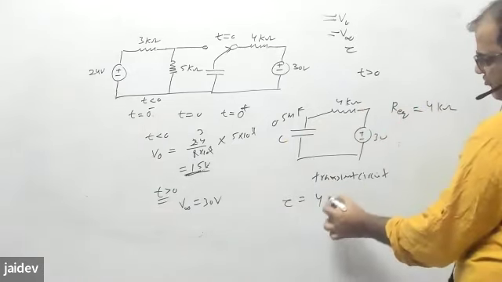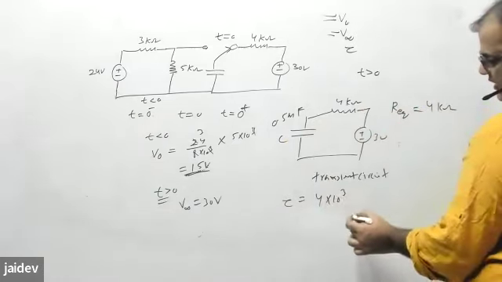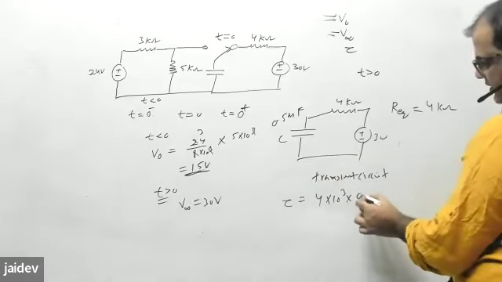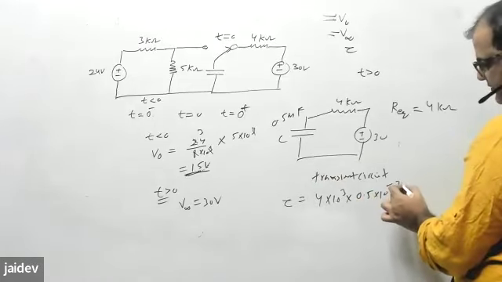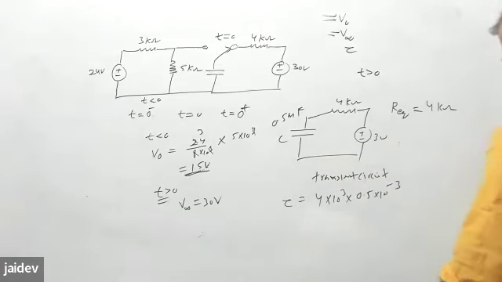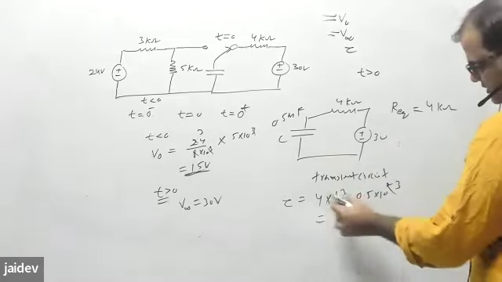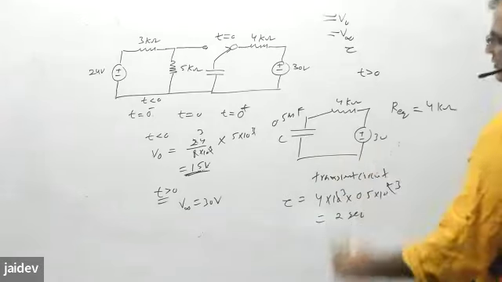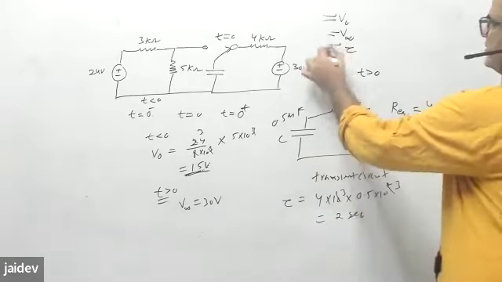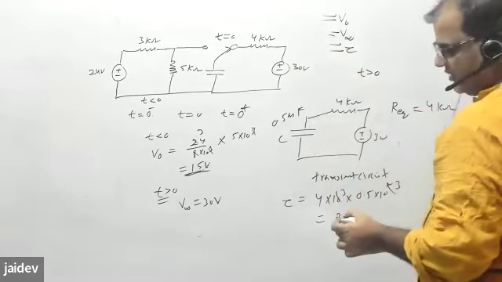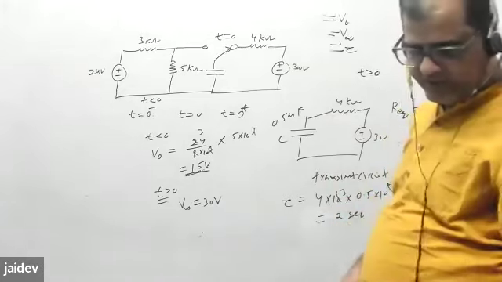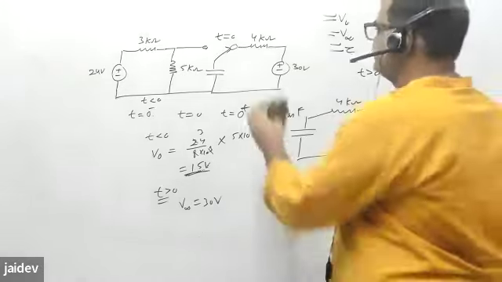So tau will be 4 into 10 to the power 3, R into C, 0.5 millifarad. So this cancels out and comes out 2 seconds. Okay, so now you know all three things: 15, 30, and tau. Now you can use the formula and you can find the voltage.